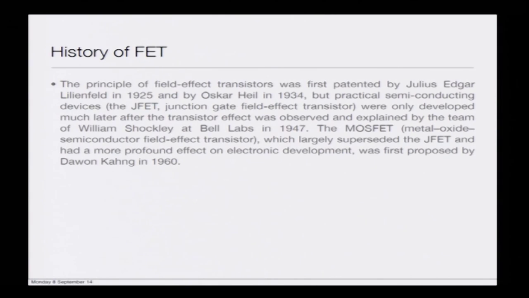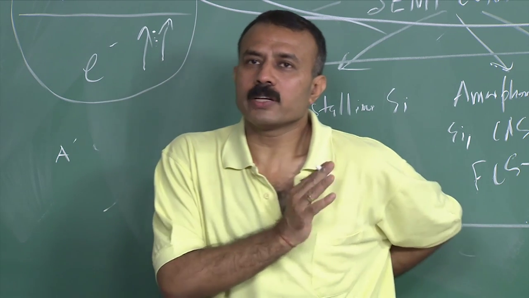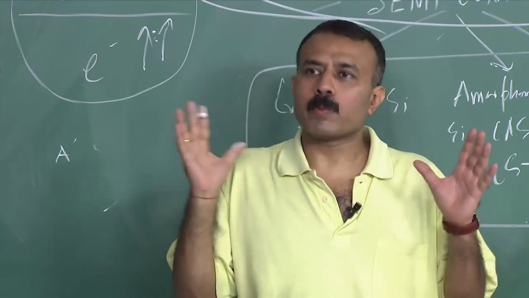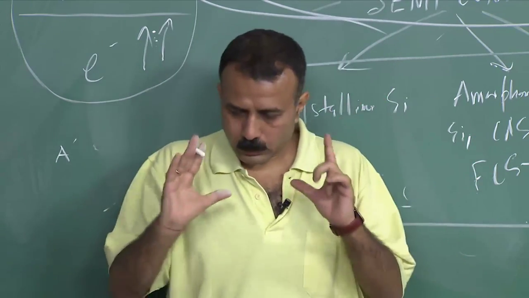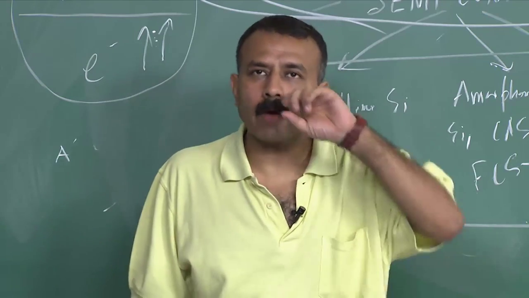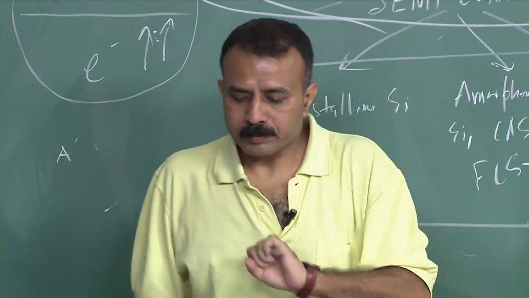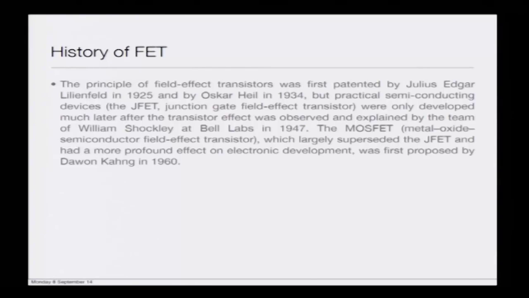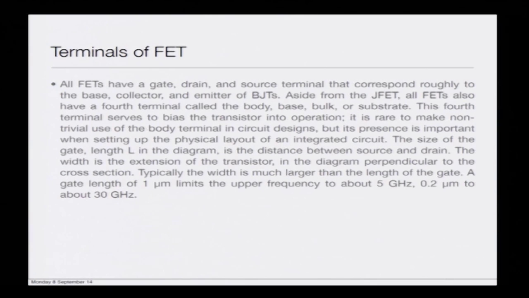So you see, there is a technology, but it really could not pick up because of manufacturing problems and problems of getting pure crystalline silicon, which are really tough things. This was followed by the MOSFET, or metal oxide semiconductor field effect transistor, which largely superseded the JFET and had a more profound effect on electronic development. It was first proposed by Dawon Kahng in 1960. So this is briefly the history of FET.